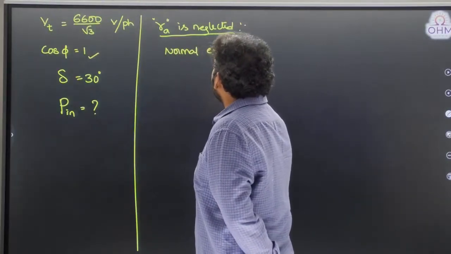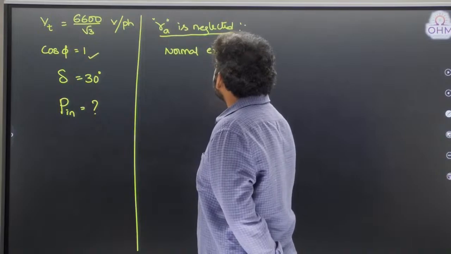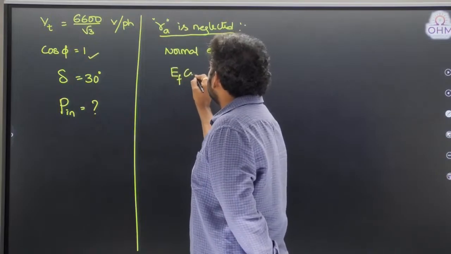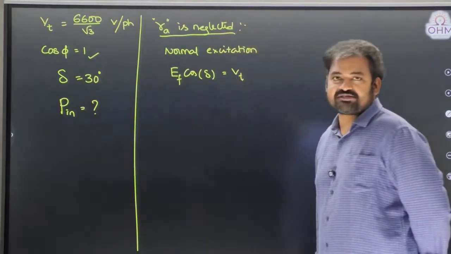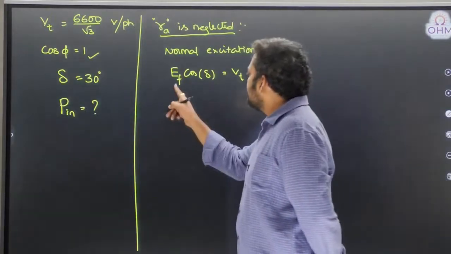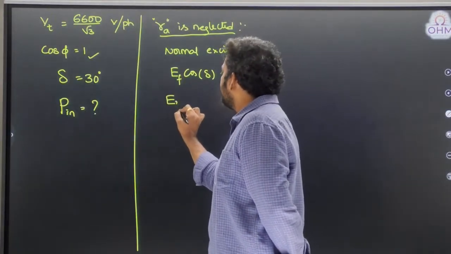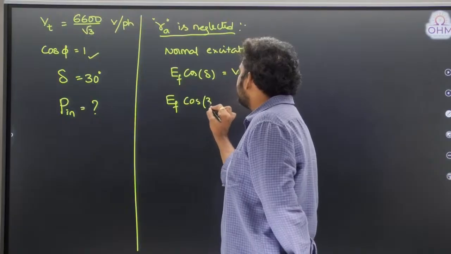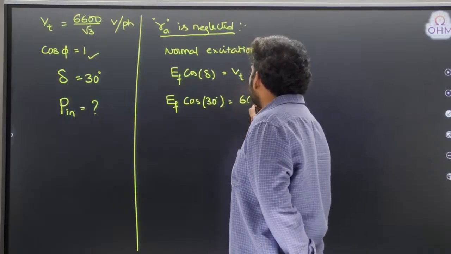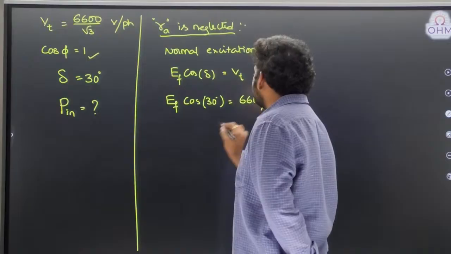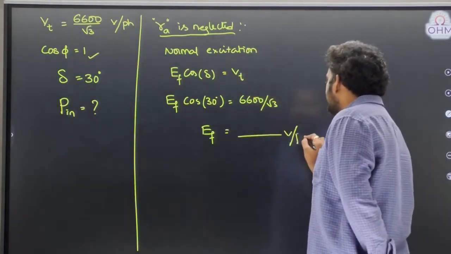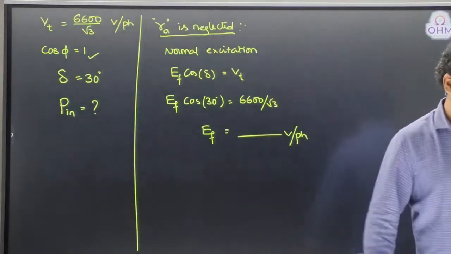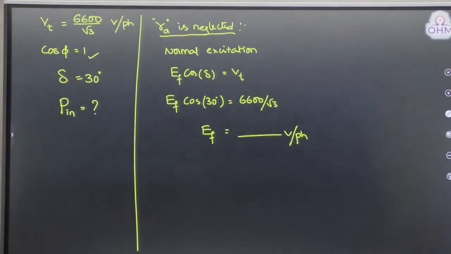Normal excitation. What is the condition for normal excitation? Ef cos delta is equal to Vt. This is the condition for normal excitation. In this, we don't know what is Ef, but we know the delta value, right? What is the delta given? 30 degrees. And the terminal voltage was 6600 by root 3. So if you solve this, we will get the Ef value, voltage per phase. Let me get my calculator so that we will answer it.